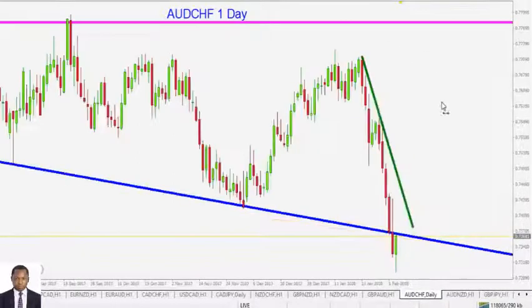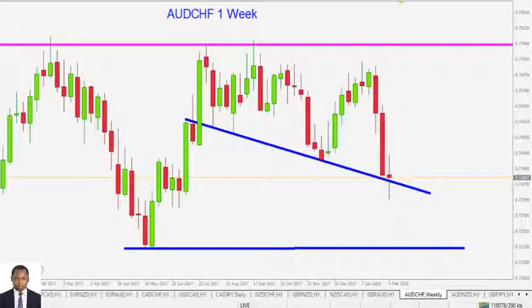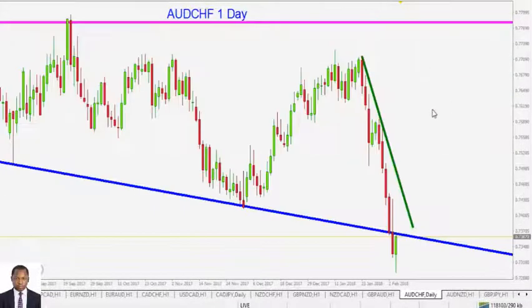Don't waste your time. Australian dollar against the Swiss franc. It seems this is a good place to look for buy entries. I have been looking at this for some time now. Support there, support there. That's the range traders approach. Well, let's just hold on.